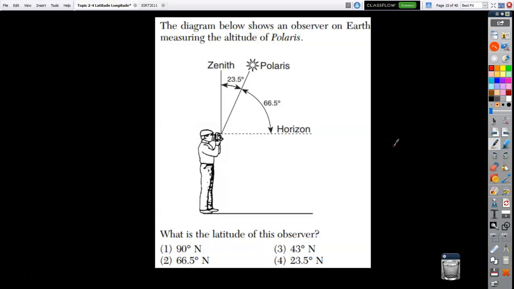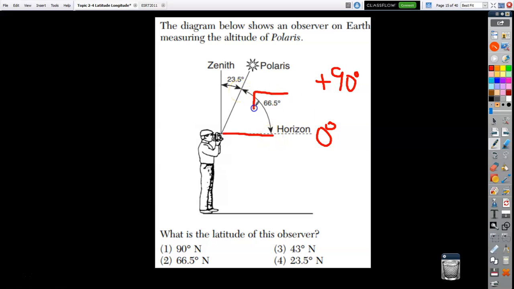This is a typical question on the Regents that you'll see. So they show the guy, he's looking with an instrument to find the angle of Polaris. So here's Polaris. And again, the horizon is where you start. That's 0. And then again, they give you two numbers that add up to 90. Those are your complements. But again, you always pick the number that starts from the horizon to the actual star.